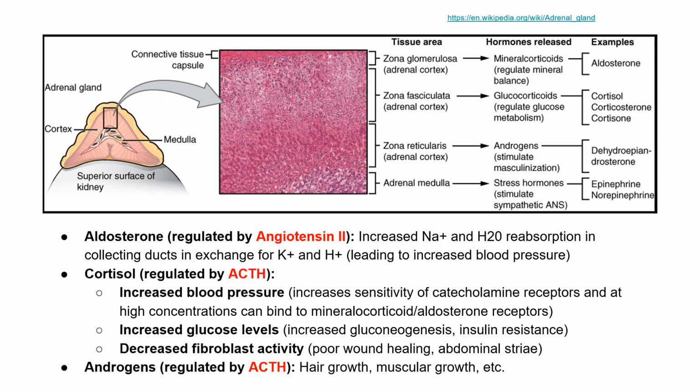And then just for completeness' sake, if you go to the inner portion of the adrenal gland, there's the adrenal medulla, which is important for producing catecholamine stress hormones such as epinephrine and norepinephrine, but those have a completely different set of regulation.